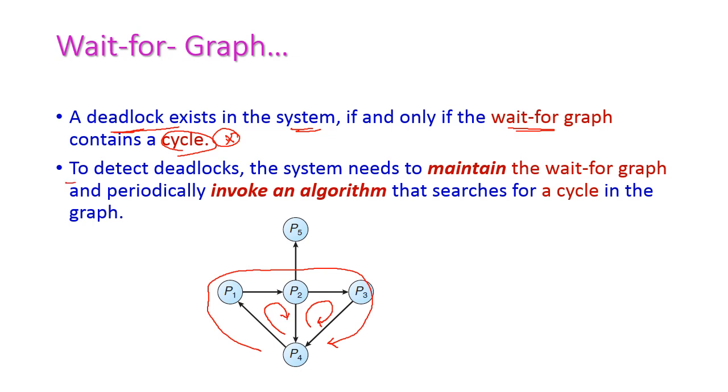To detect deadlock, the system needs to maintain the wait for graph continuously and periodically invoke an algorithm that searches for a cycle in the graph. So to detect the deadlock, the system has to maintain the wait for graph and periodically call this algorithm, that is, the cycle detection algorithm, to detect the deadlock.